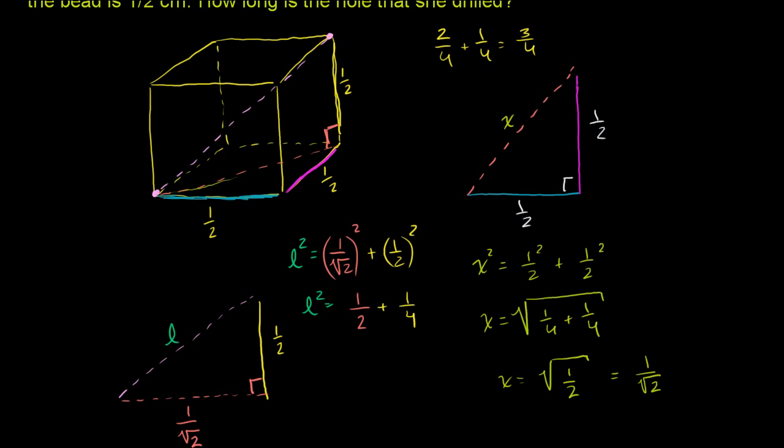So we have L squared is equal to 3 over 4. So L is equal to the square root of 3 over 4. We take the square root of both sides. You get L is equal to the square root of 3 over the square root of 4. What's the square root of 4? The square root of 4 is 2. And we're done. The length of the hole that was drilled in this bead from this corner all the way over here is the square root of 3 over 2 centimeters, because everything we've been dealing with has been centimeters.